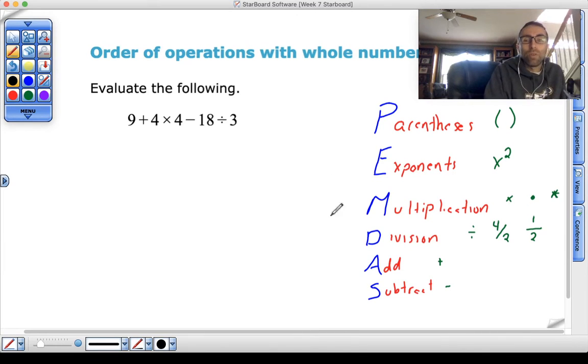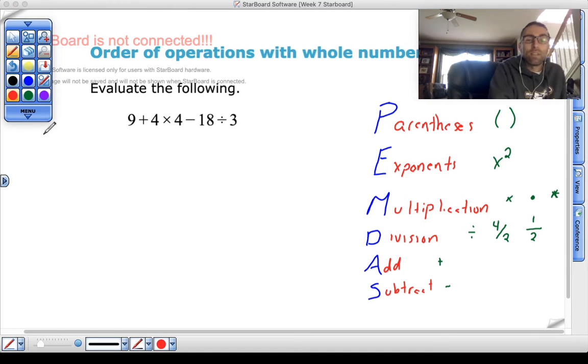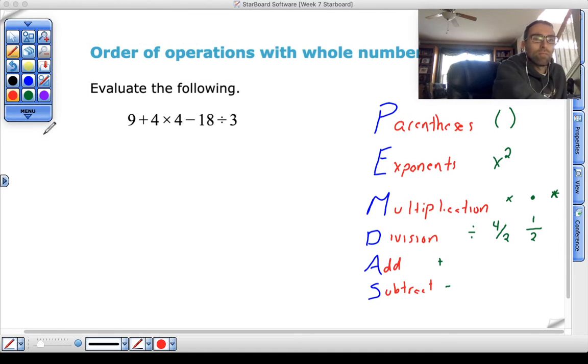I'm going to start with all the multiplication and division from left to right. So I'm going to start by underlining anything that I see here. That's really strange.